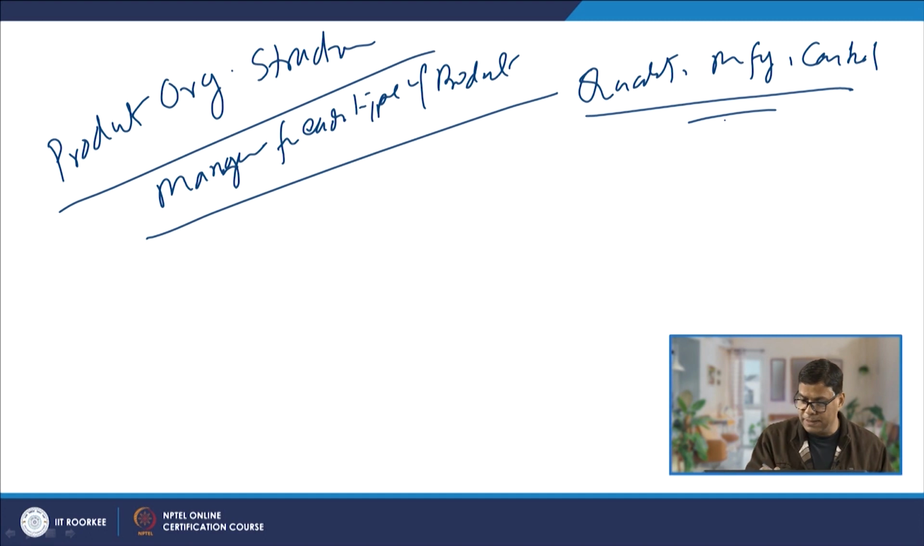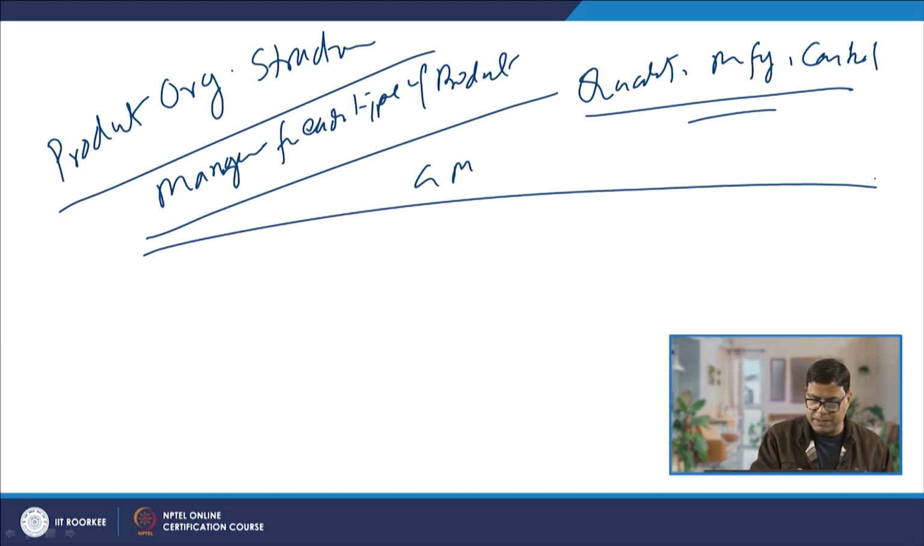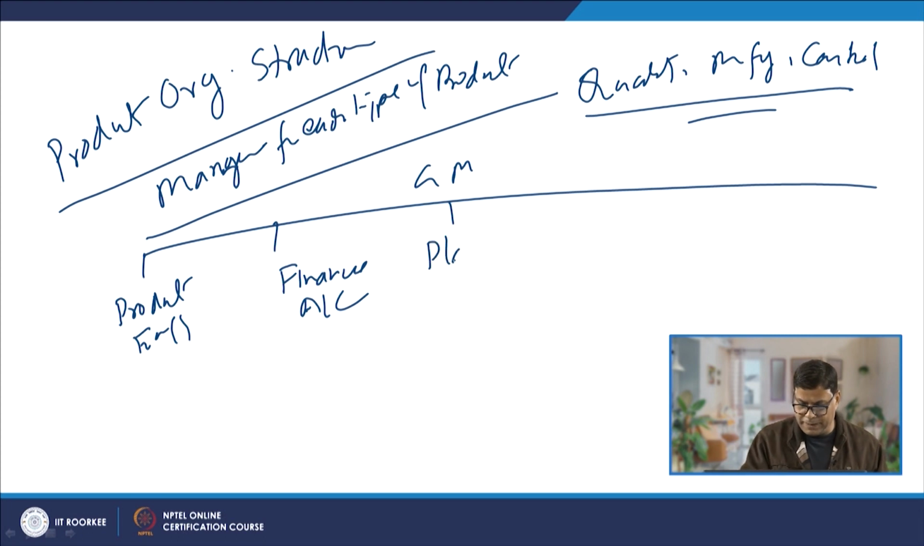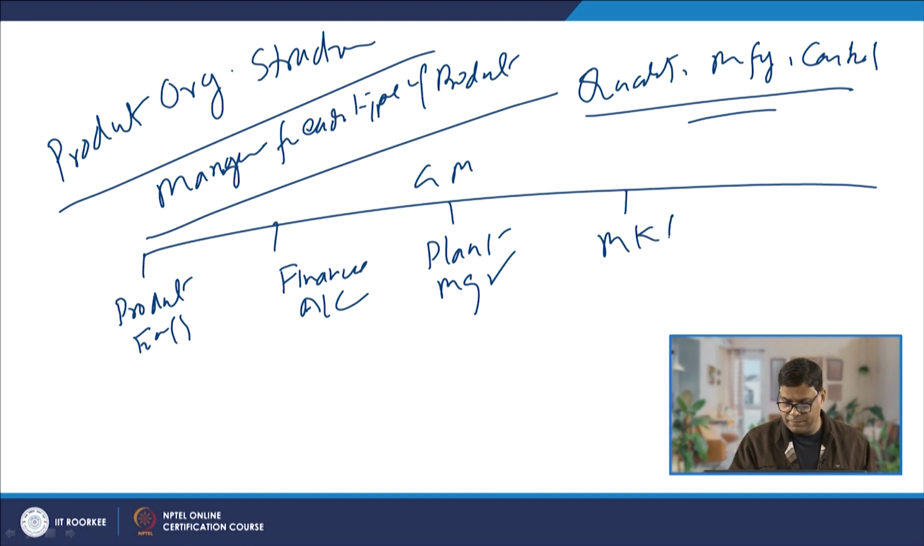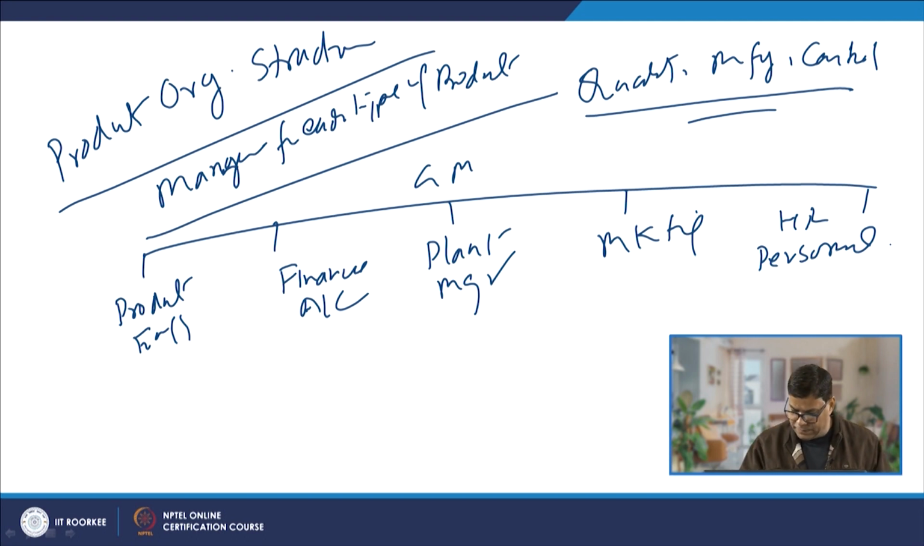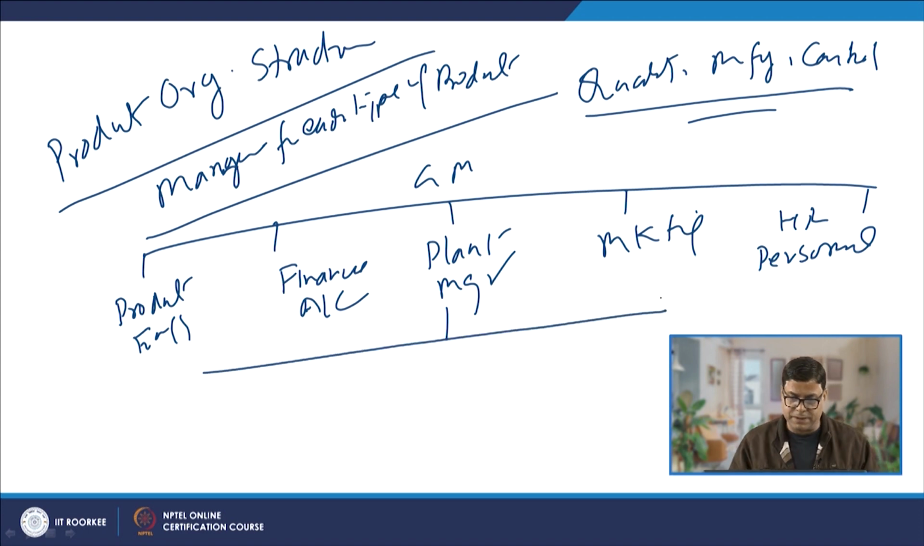So, if we see this, at the top we have the GM, then like the process focused organizational structure, again we have the product engineering here, then finance and accounts, then the plant manager, then marketing, then HR or personnel. Under the plant manager only there is a difference in organizational structure with the process focused organizational structure.